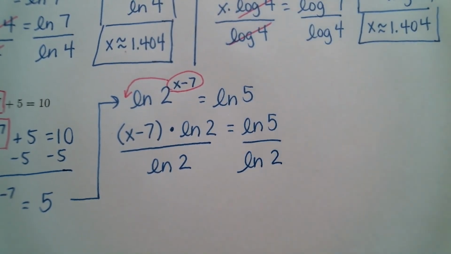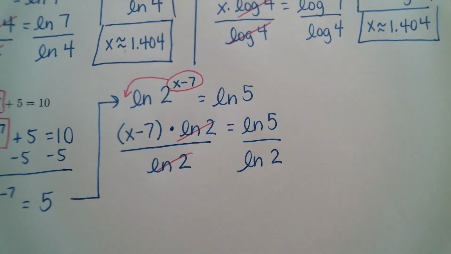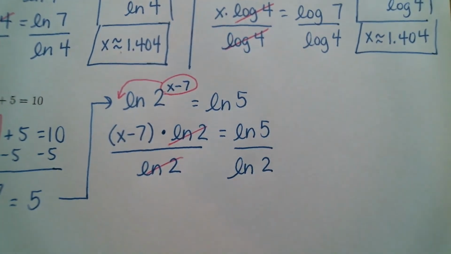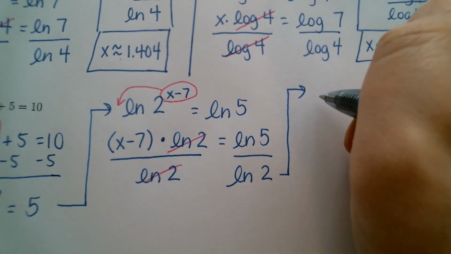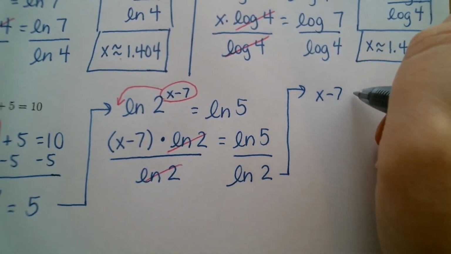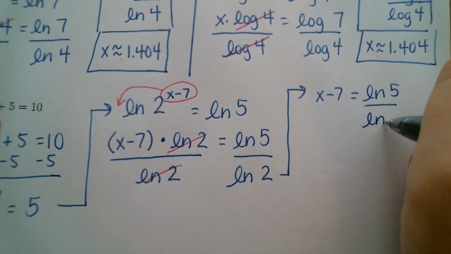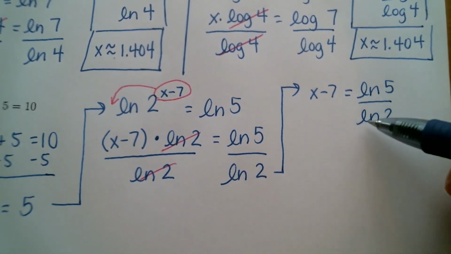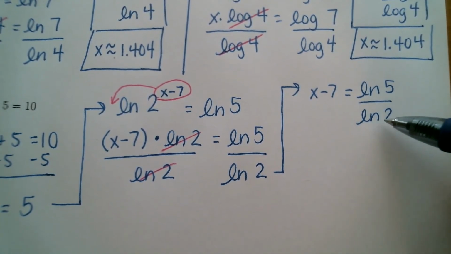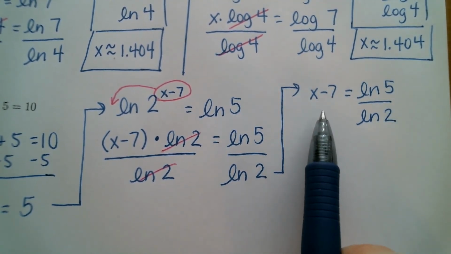So then the natural logs of 2, remember those are decimals, they will cancel. That is going to leave you with x minus 7 on the left, equal to the natural log of 5 divided by the natural log of 2. Again, this is not the same thing as the natural log of 5 halves. Totally different answer.